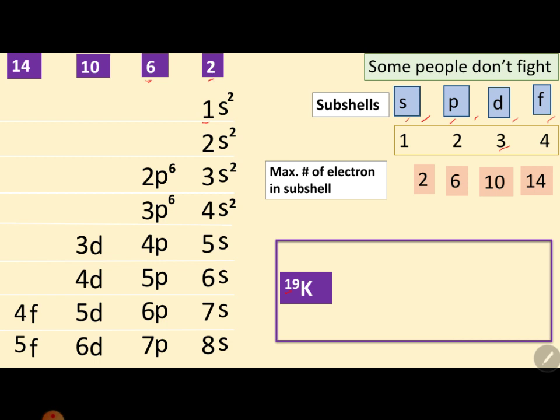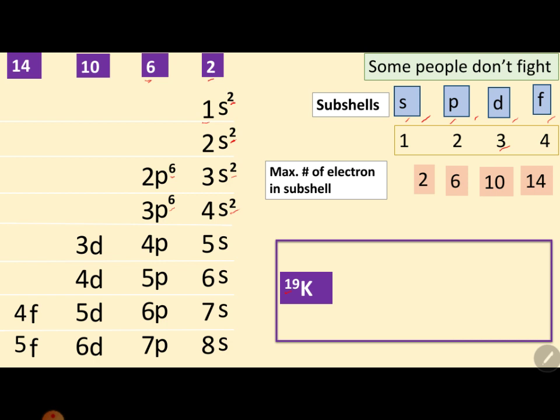We will pause here and count the number of electrons. In order to count the number of electrons, we will add the superscripts. 2 plus 2, 4, 4 plus 6, 10, 10 plus 2, 12, 12 plus 6, 18 and 18 plus 2, 20. This means we have filled 20 electrons. But the atomic number of potassium is 19. This means we have filled one excess electron and we have to remove it.